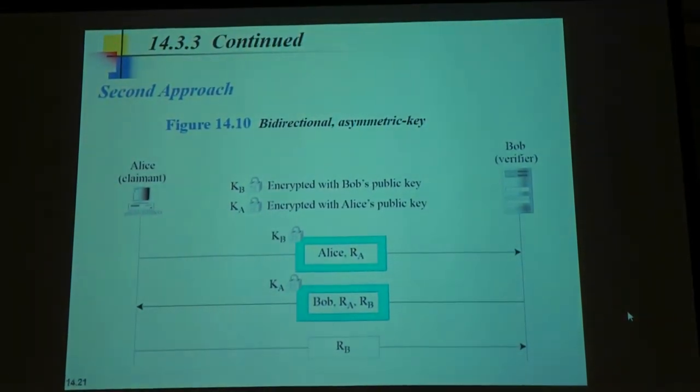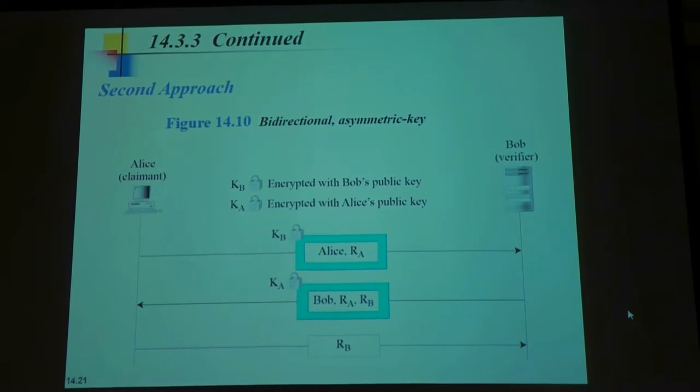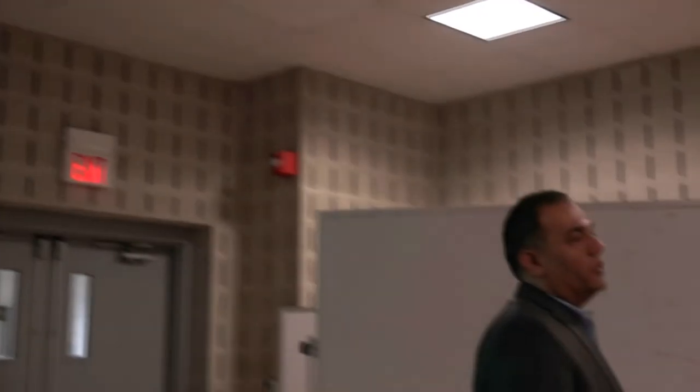Another approach, bidirectional asymmetric key. It's the same thing, but now we need to authenticate each other. So in here, what will happen? Alice would like to communicate with Bob. So she will send to Bob her name, saying I would like to communicate with you, and a nonce, encrypted with Bob's public key. Then Bob sends back his RB, the RA which he has received, and his name, with the public key of Alice. And then at the end, Alice sends the RB. So they are authenticating each other. Now they are authenticated to each other.